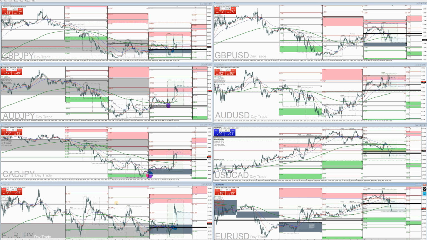Still waiting on the pound dollar to hit my weekly M2 and make a bounce, pull above central pivot. Also, I'm marking out the possible setup here on the Australian. This bounce here on central pivot. Again, that would be setting up for tomorrow.